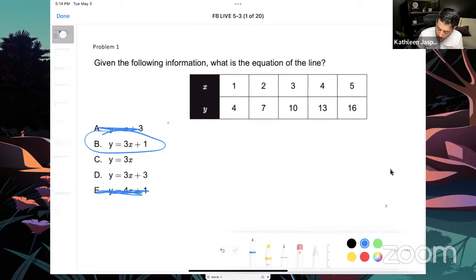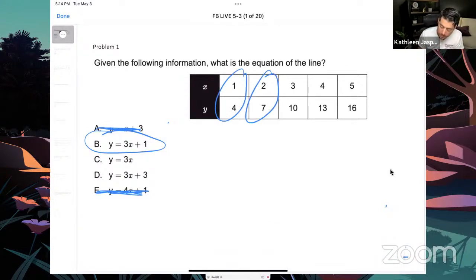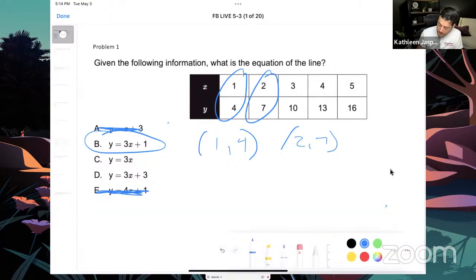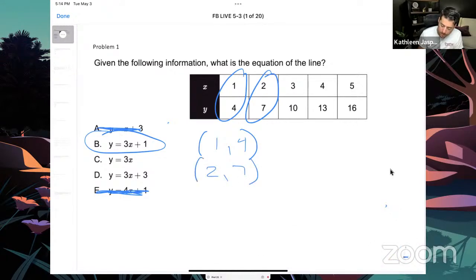we're going to go ahead and take our 2 points, right? We'll just take the easiest numbers that we can. So 1,4 and 2,7, right? So the way that I find slope is I take the two values and I stack them on top of each other. So let's do 2,7 like that, and we'll subtract them.